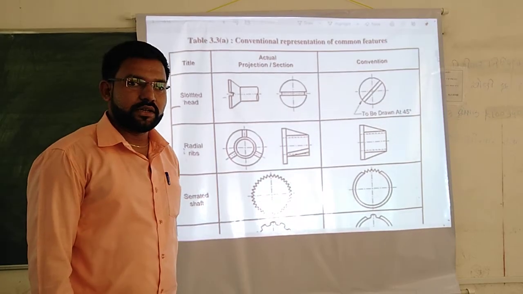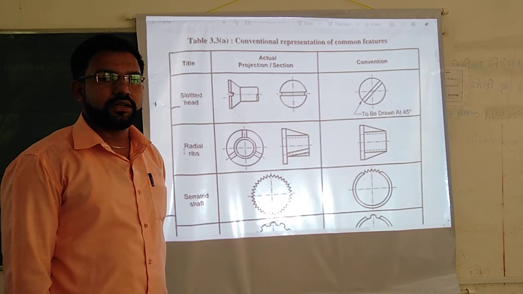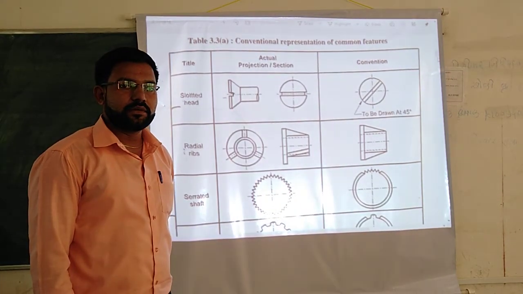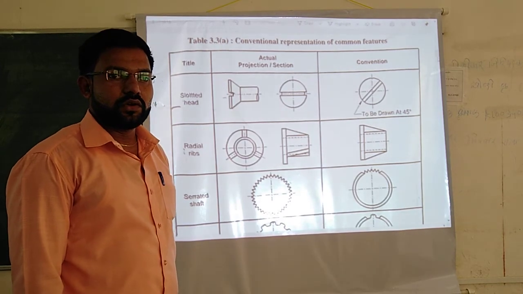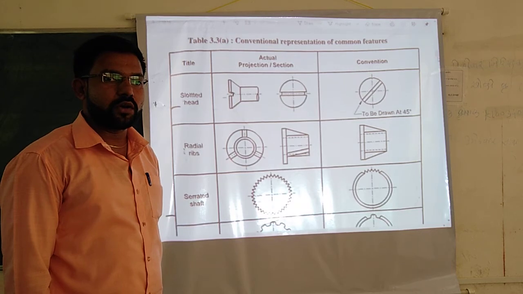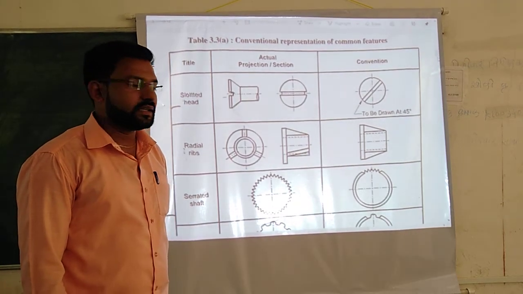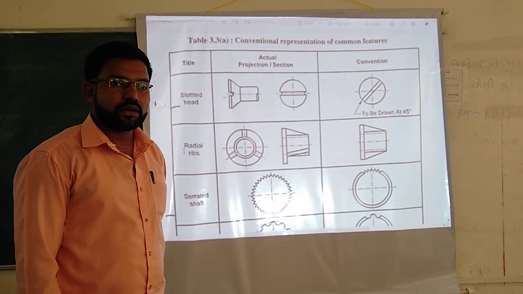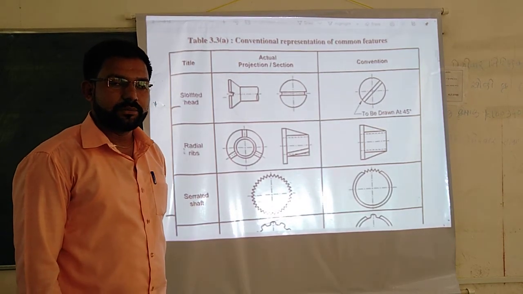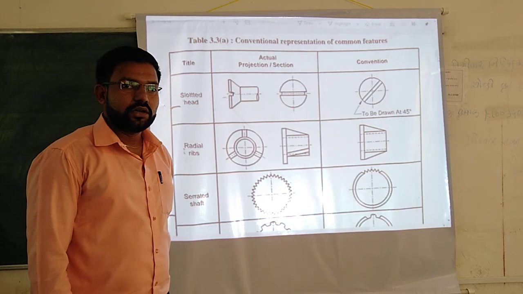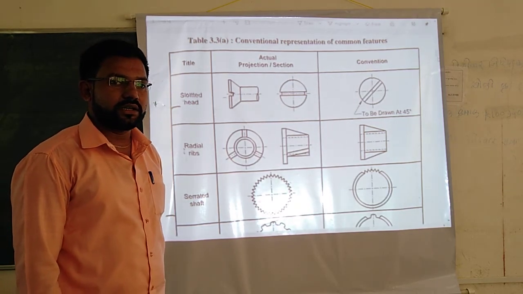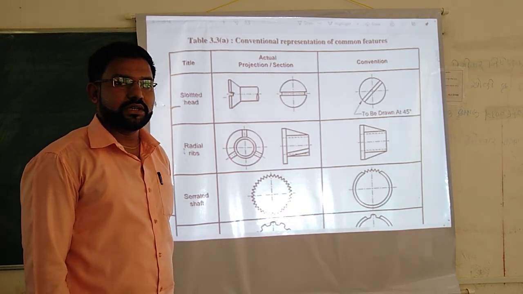Hello friends, in the previous lecture we have seen the conventional representation of mechanical elements such as pipe, rod and shaft. So in this lecture we will see the conventional representation for various operations, that is knurling or serrated shaft, spline shaft, slots, bearing. So we will see these features one by one.